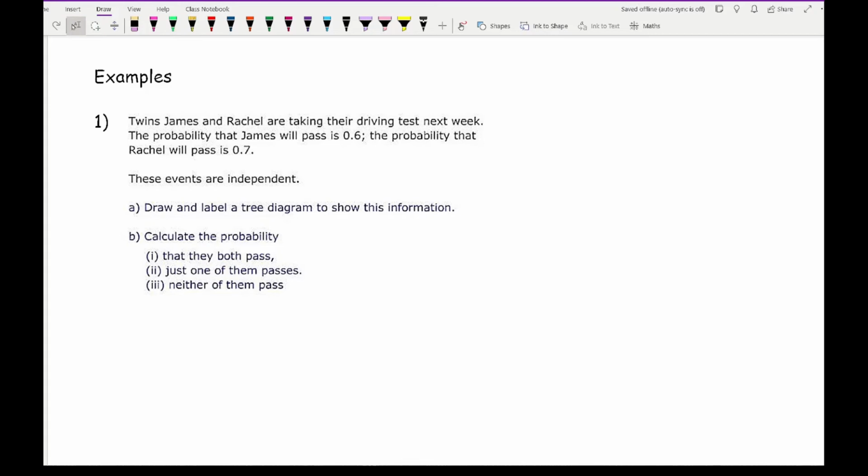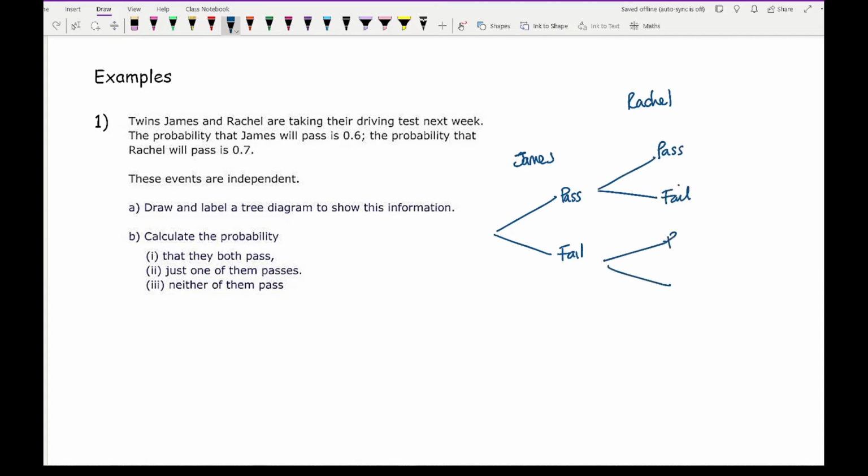And the question is asking us to draw and label a tree diagram to show the information. It doesn't say who's taking their test first, so we'll just do it in the order written in the question. So here we're going to have James as our first event, and James can either pass or fail. And then we're going to have Rachel as our second event, and Rachel can either pass or fail, pass or fail.